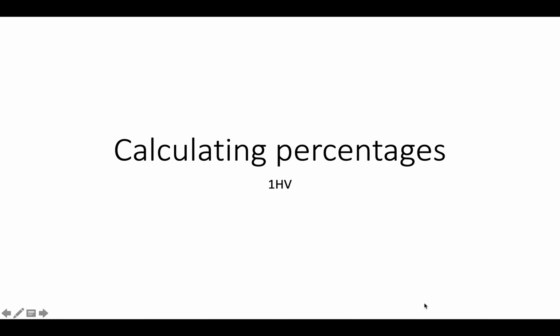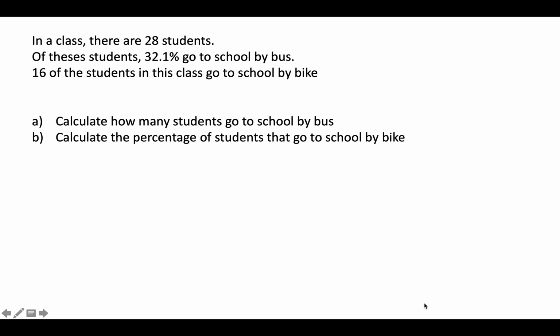In this video, I'm going to discuss two basic questions on calculating percentages. The questions are these. In a class, there are 28 students. Of these students, 32.1% go to school by bus, and 16 of the students in this class go to school by bike. The first question is, calculate how many students go to school by bus.